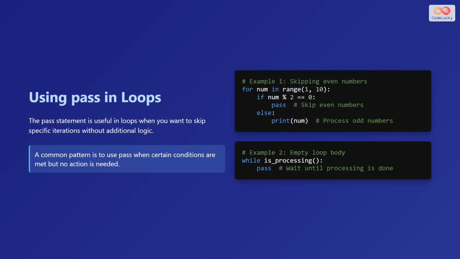The pass statement is useful in loops when you want to skip specific iterations without adding any additional logic. A common pattern is to use pass when certain conditions are met but no action is needed. Example 1 shows skipping even numbers. Example 2 shows how it is used in the body of the loop.